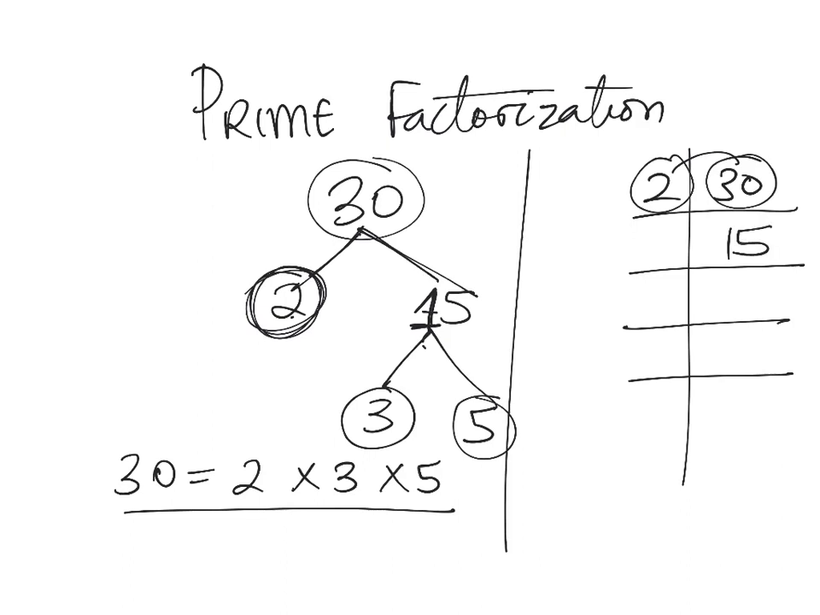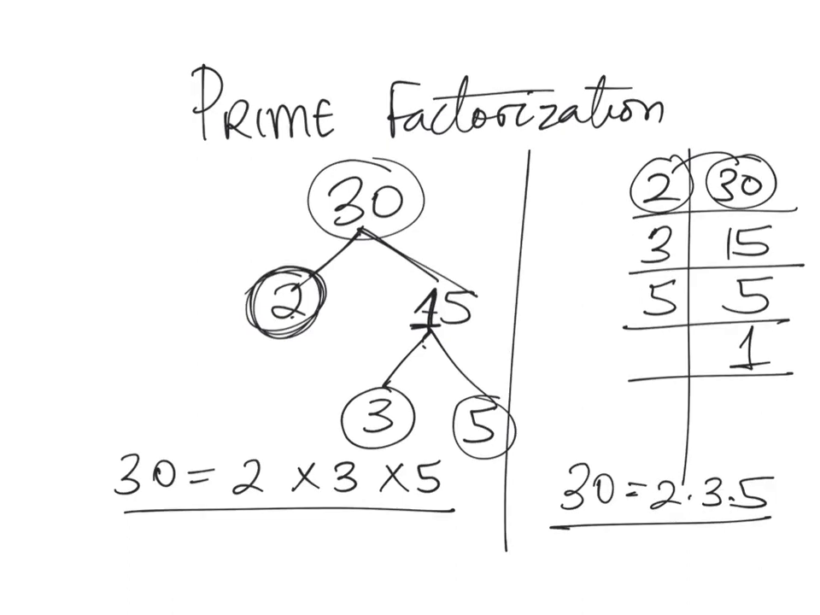We say 15, and then we say what is the next number that goes into 15? We say 3 goes into 15 5 times, and then 5 goes into 5 once. So notice you get the same answer, 2 times 3 times 5. So we have both ways, we're getting the same answer. Some people like the ladder, some people like the tree. Whatever method you use, just make sure that you're consistent and that you end with the prime factorization, the values, the prime numbers that multiply to give you that number.